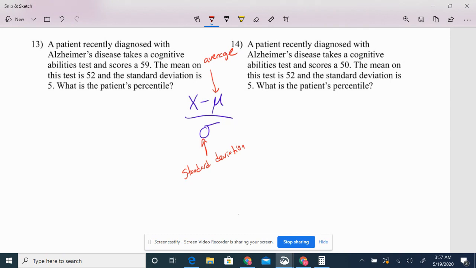A patient recently diagnosed with Alzheimer's disease takes a cognitive abilities test and scores 59. So this person took a test and his score was 59. The mean on this test is 52 and the standard deviation is 5. What is the patient's percentile? First of all, let me find out my Z-score. The person's score of 59. The average, the mean in this case, is 52. And I'm going to divide this. The standard deviation here is 5.